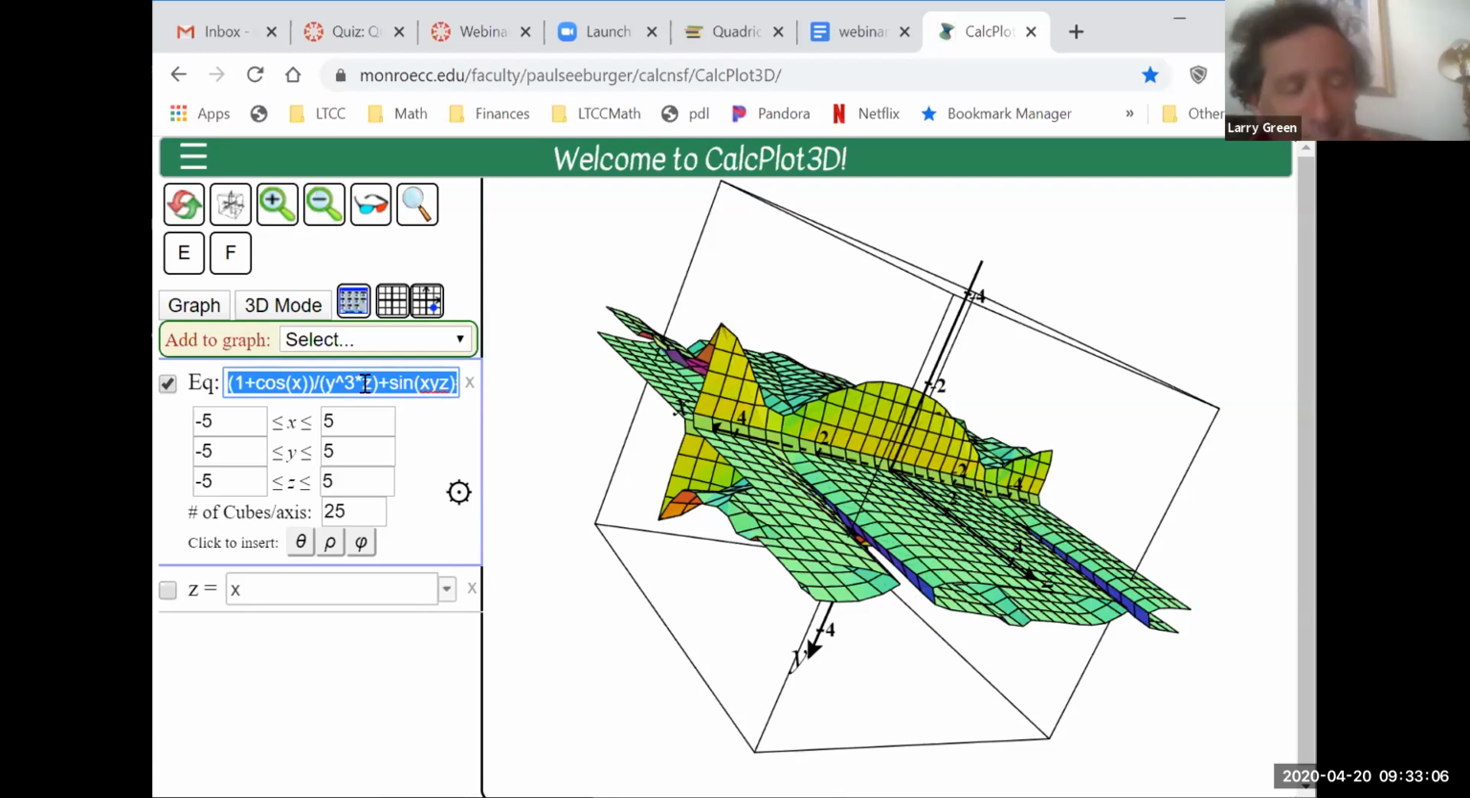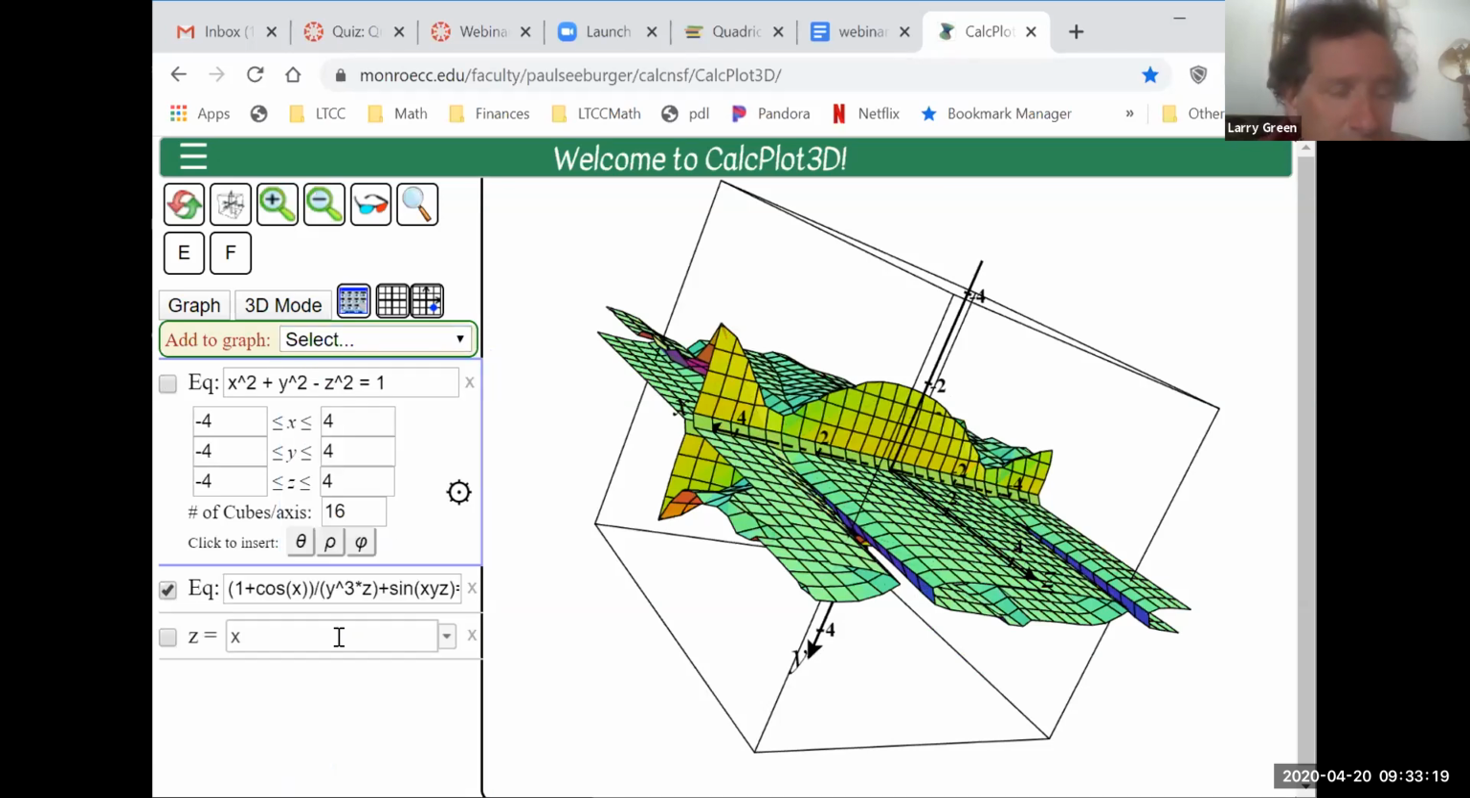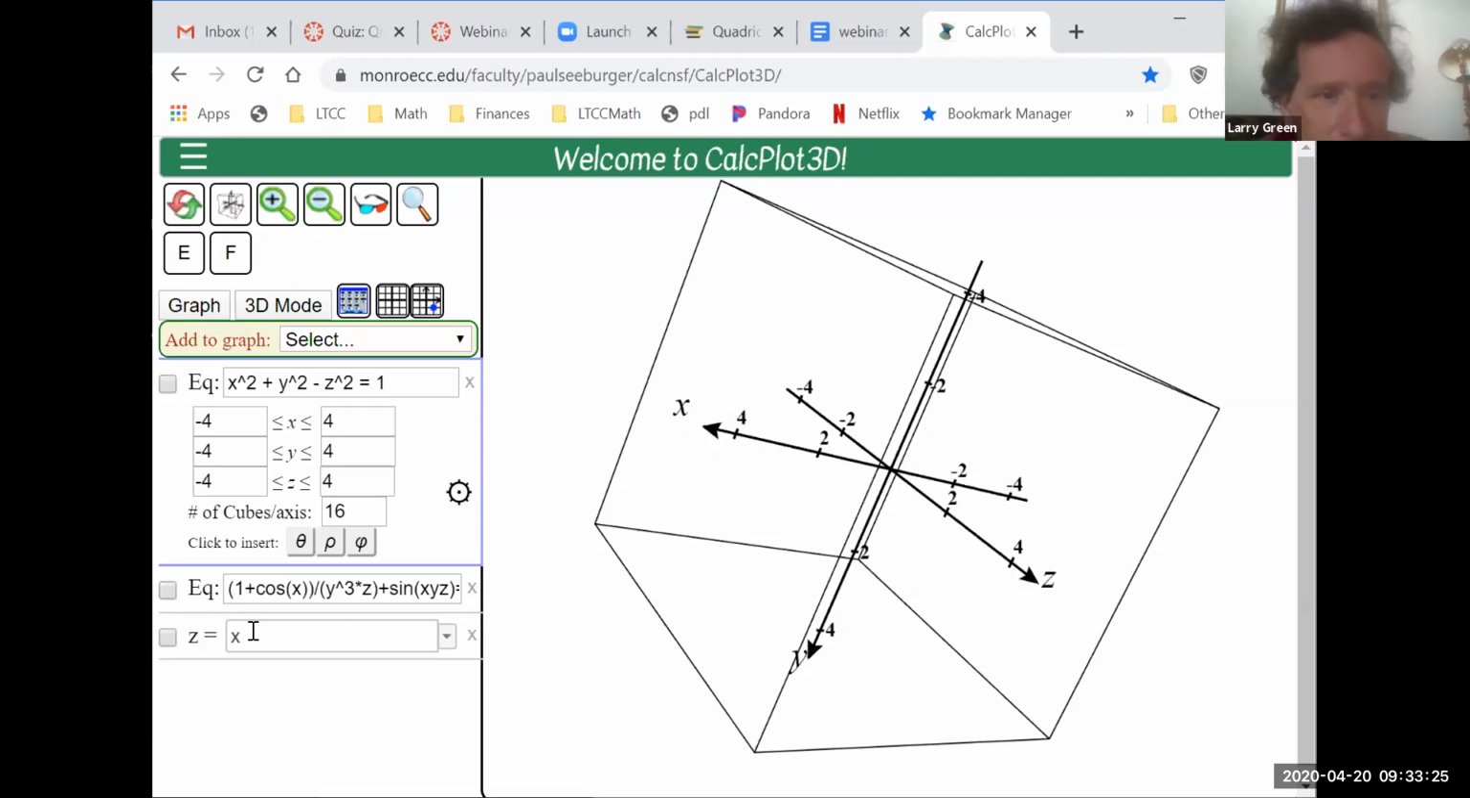But let's take a look at a cylinder now. And by the way, for CalcPlot 3D, if you want to do the kind of surfaces that we're doing today, you're going to go add graph, and you're going to go implicit surface. So let's get rid of that one, and let's add a new implicit surface.